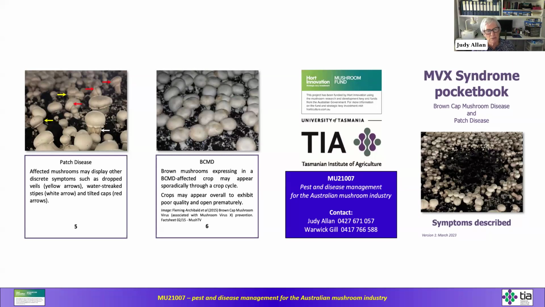However, there's other symptoms, and the next one to the left is brown mushrooms. People used to think, oh, there's a brown mushroom in amongst the white mushrooms. They must have mixed it up at the spawn lab. But in fact, that is one of the symptoms of mushroom virus X syndrome, and patch disease is another symptom. So just go to the next slide for me, Warwick.